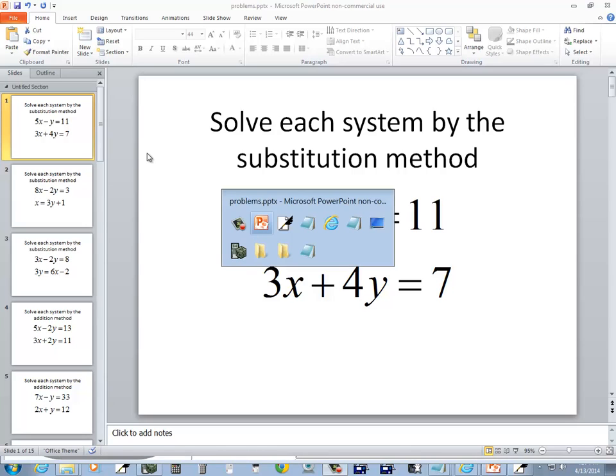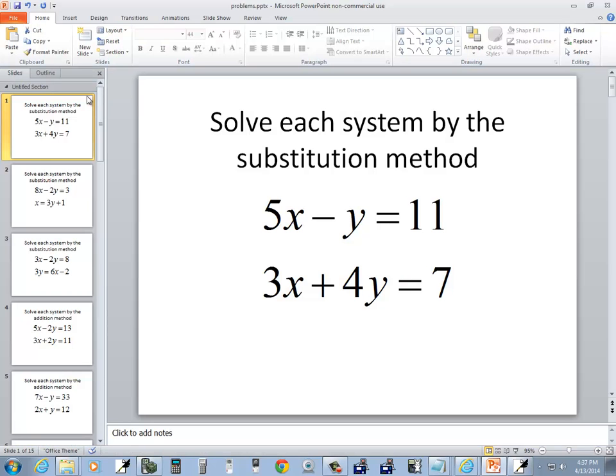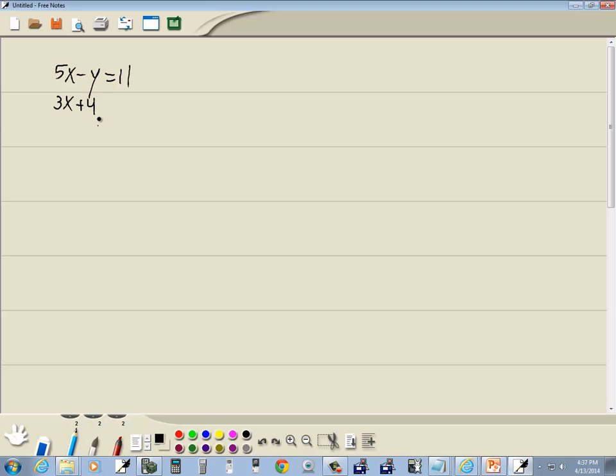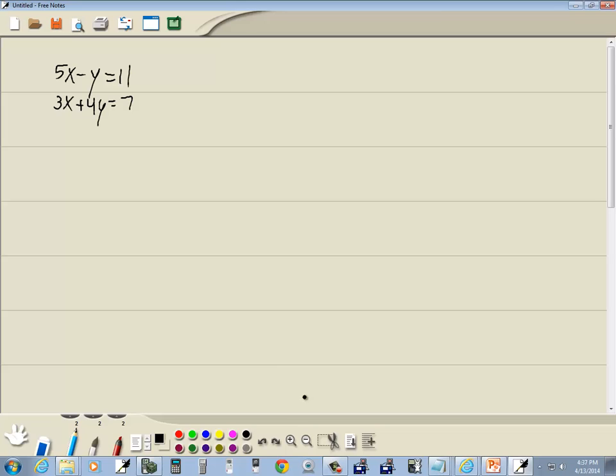Let's take a look at this problem. We've got 5x minus y is equal to 11, and 3x plus 4y is equal to 7. It says solve each system by the substitution method. We'll first do substitution and then we'll use the calculator.